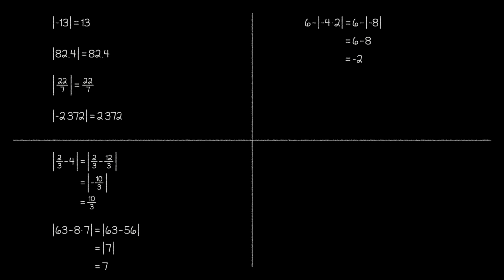Notice that even though there was an absolute value in the problem, our final answer can still be negative. You might be tempted to say that the final answer should be positive 2, but remember that the absolute value only applies to the expression inside the bars.